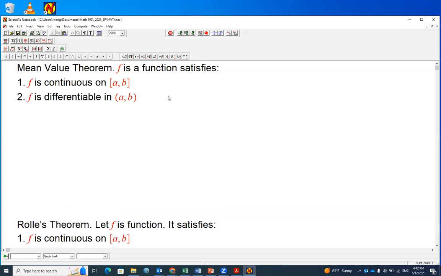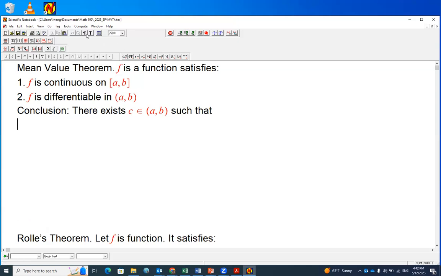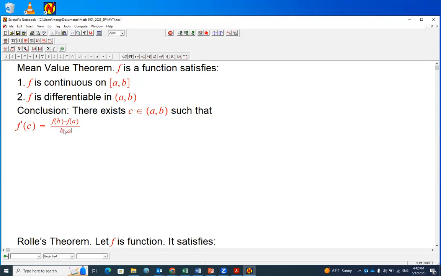Under these two conditions, the conclusion is that there exists a number c, and c is inside the interval, such that the derivative of the function at c is equal to f of b minus f of a, divided by b minus a.